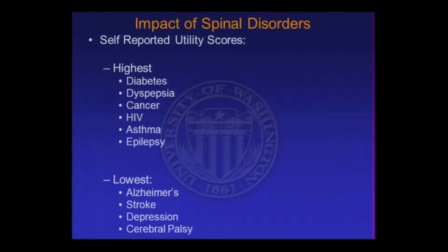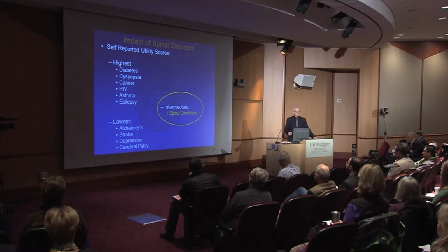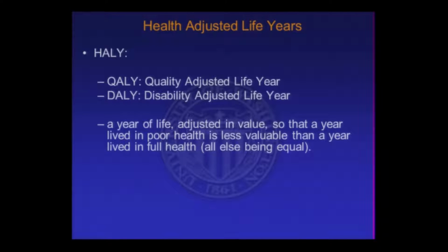And when you look at the broader range of conditions, looking at various chronic diseases, the utility scores tend to be highest in the conditions you see here, and some of them will probably be surprising to you. Lowest, not particularly surprising, in these conditions, and spine conditions tend to be somewhere in the middle. So again, utility score is important as a measurement trying to assess the impact of a certain condition. The utility scores are the basis, but we can actually obtain more information by looking now at health-adjusted life years.